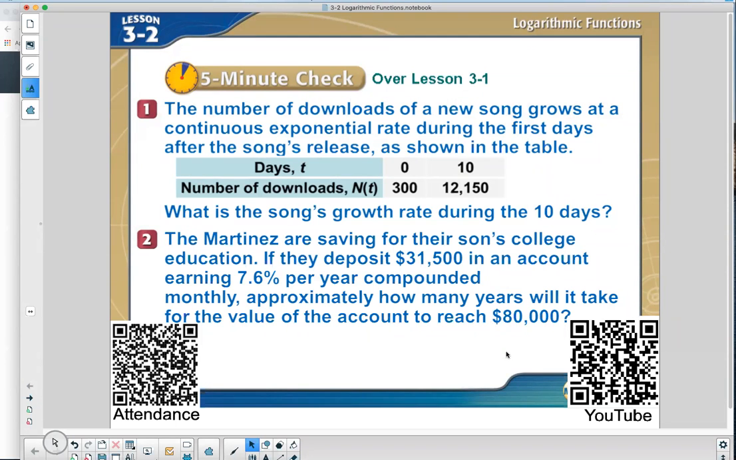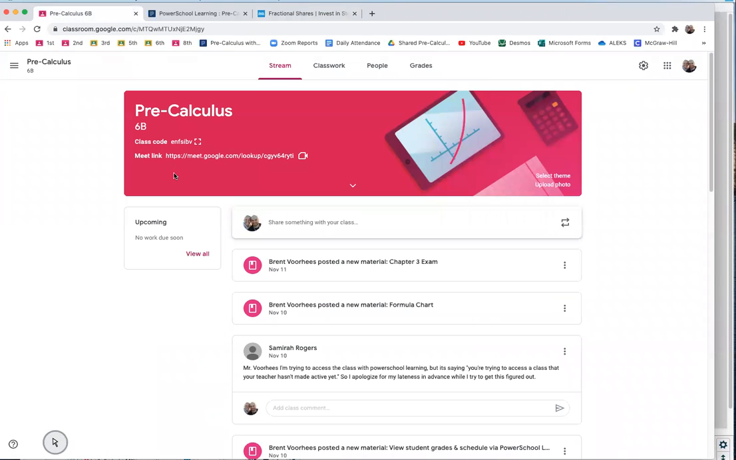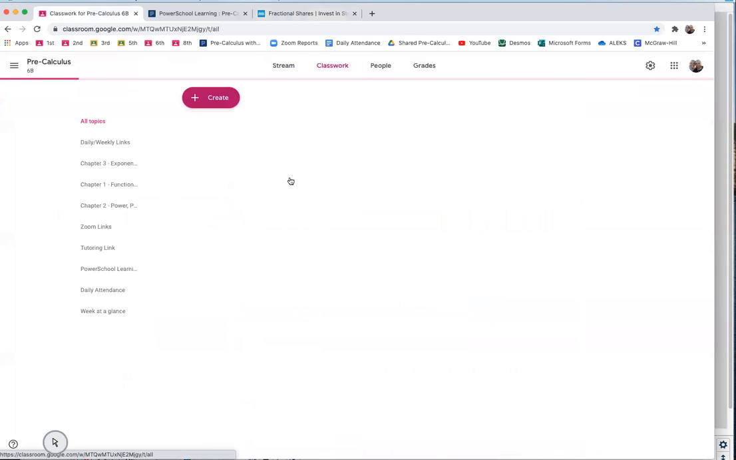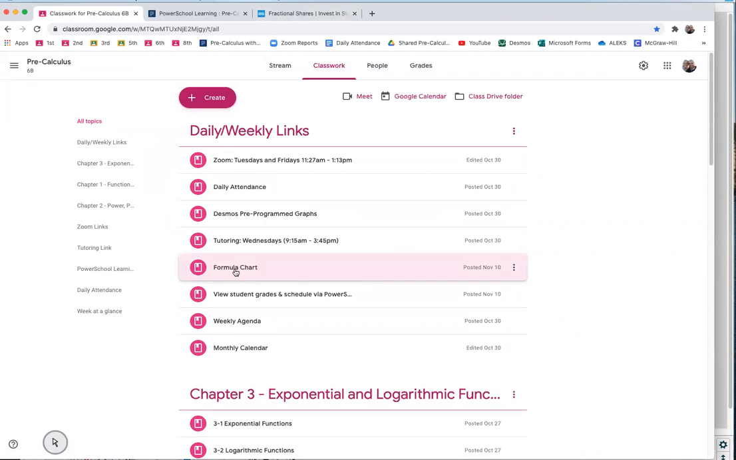Lesson 3-2. Before I get going on this, for exponentials, that's what we did in lesson 3-1, there's a formula chart and a calculator I created for you, and I want to make sure you know where those are. I'm about to use these in a second, but I'm going to walk you through how to get to them. From a Google Classroom perspective, if you log into your Google Classroom and click on classwork, I have listed your formula chart and the Desmos graphs right next to one another, and the daily, weekly links right up at the top.